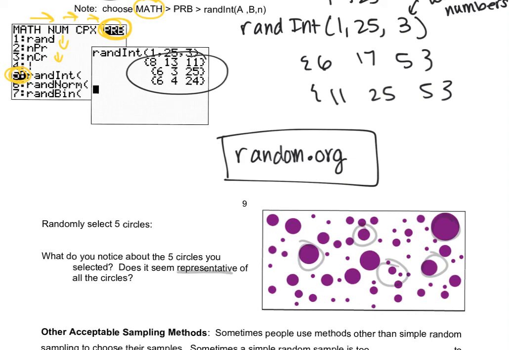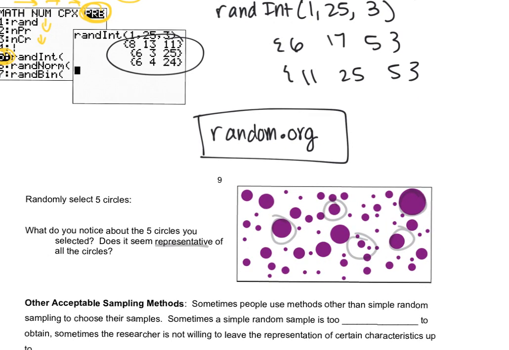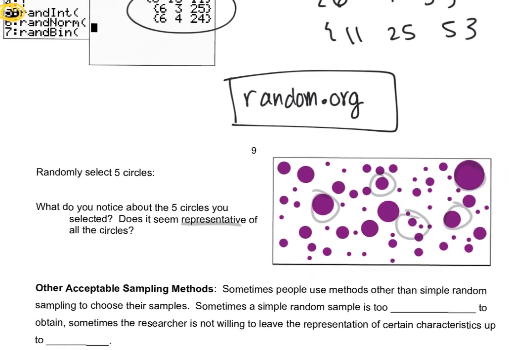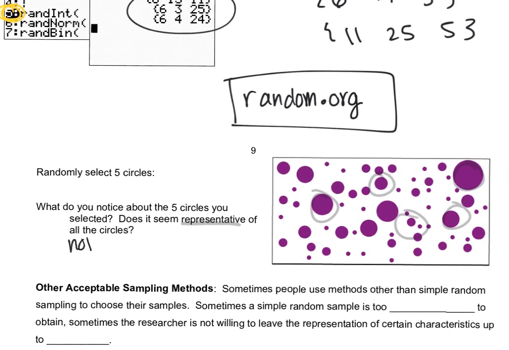Do you think you chose representative circles? I think the issue with mine, and probably most of us, is we chose larger circles because they're easier to select. We probably didn't pick these little ones. Maybe you did because you were thinking about it. But if you just chose randomly really fast, you probably were more likely to choose the bigger ones. So I would argue that mine is not representative because I chose larger circles.